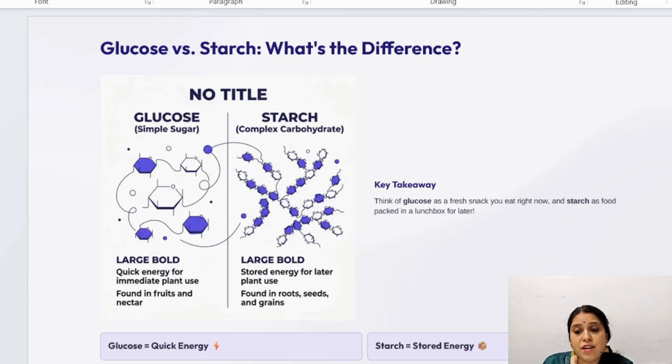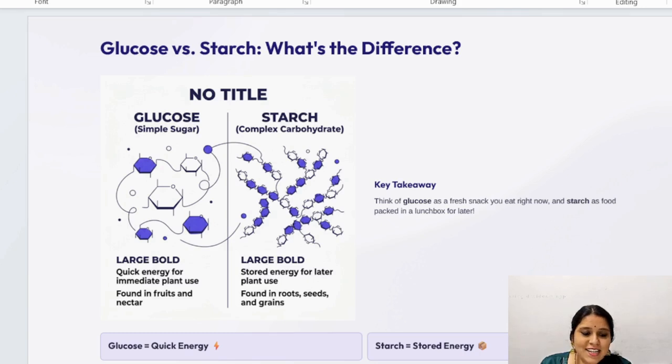So we have learnt today two new words, the end products, that is glucose and starch. Now don't get confused between glucose and starch. We will understand it very clearly. I discussed in my previous slide that glucose is the instant energy, and starch is the stored energy. Glucose is like eating chocolate immediately whenever you feel low or you need energy, and starch is like packing food for later.